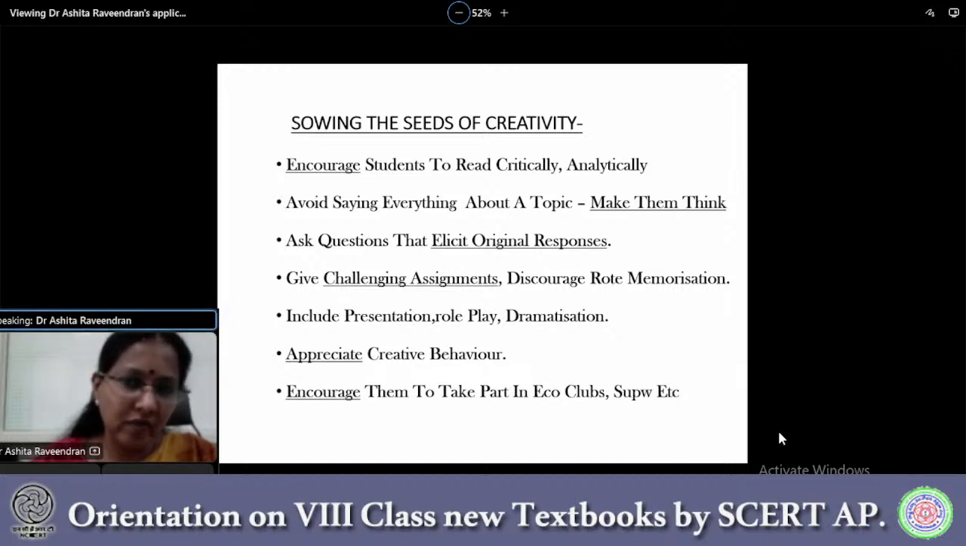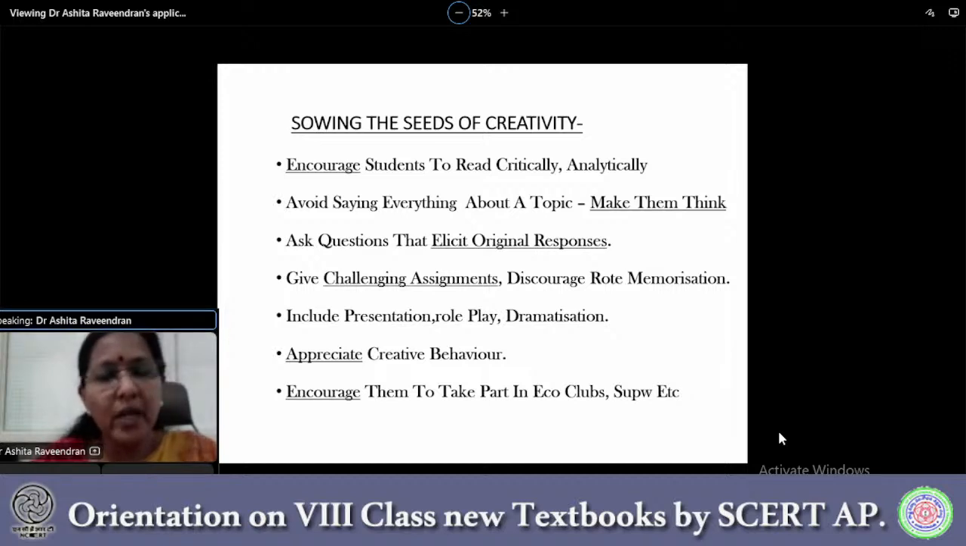We need to include role plays, dramatization and presentations. This makes the teaching-learning process interesting. The children take part in it, and they look forward to coming to the social science classroom because many activities are being carried out there. We need to learn to appreciate their creative behavior. Our children are very creative. The moment we stop encouraging them or we ridicule them, their creativity stops. So we need to appreciate and encourage this creativity.